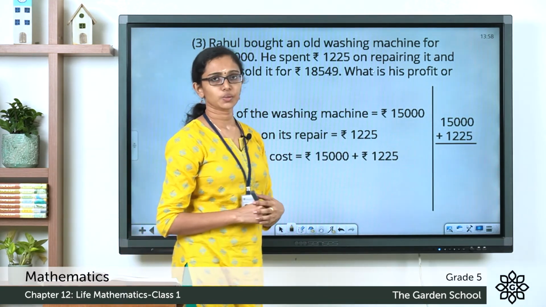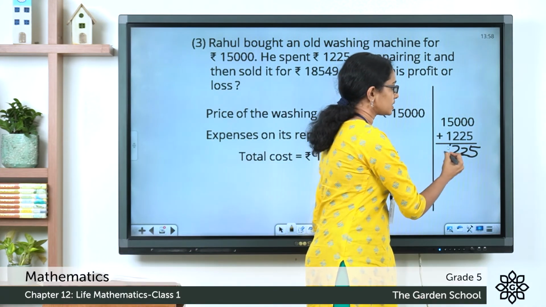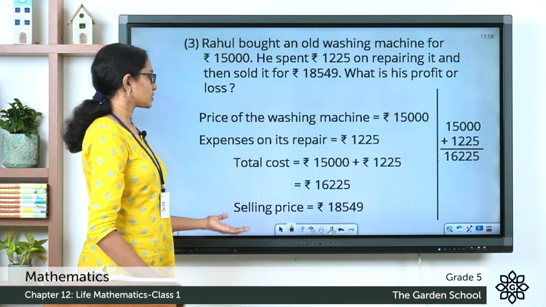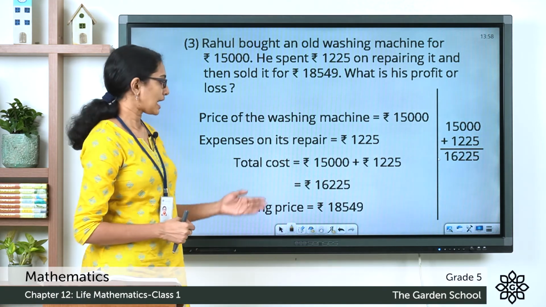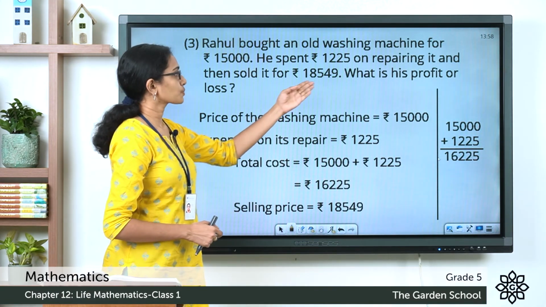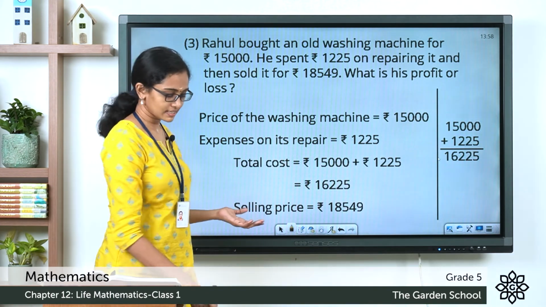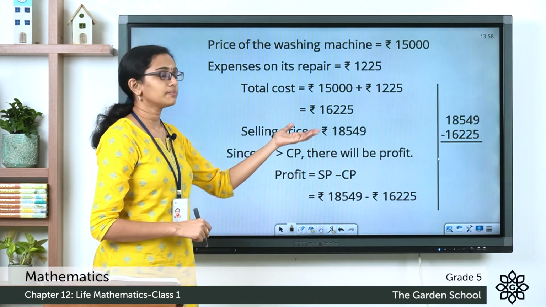So let's do the addition in the working column. So it is 5 here, 2 here, 2 here, 6, then 1. So what is the total cost? The total cost is equal to rupees 16,225 and the selling price is given as rupees 18,549. So here you can see that the selling price is more than the cost price. So there will be profit.